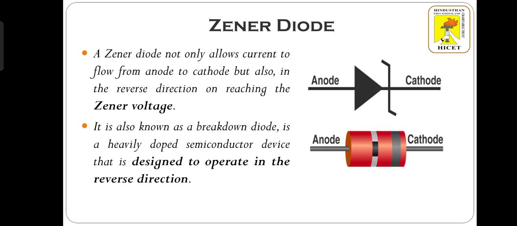The symbol of the Zener diode is shown here. It will be similar to that of the PN junction diode. It will have an anode and a cathode. There is a small projection provided on the cathode, which denotes that cathode to anode conduction is also possible.